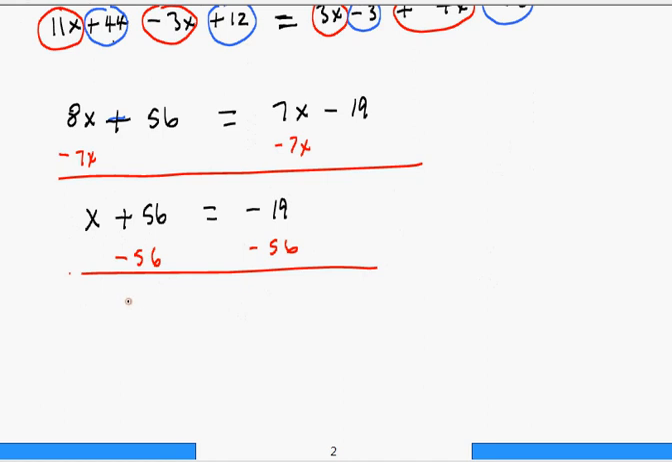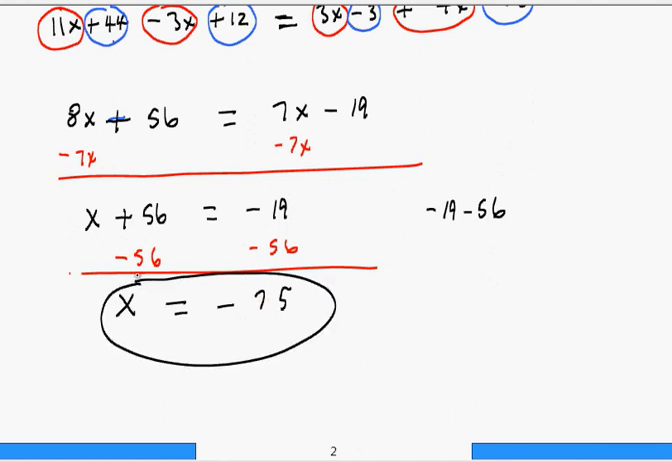So the 56's cancel each other out, so we have x by itself now. Negative 19 minus 56. They're both negative, they have the same sign. So think about when you subtract numbers. When the signs are the same, you just add the two together and you keep the negative sign. So let's see, 9 and 6 is 15, 5 and 1 is 6 and 1 is 7. So we get x is equal to negative 75.